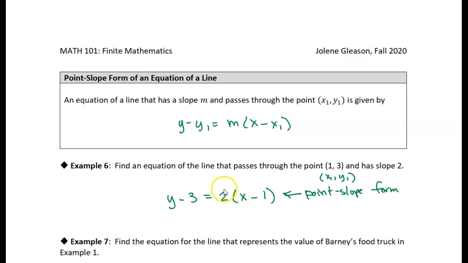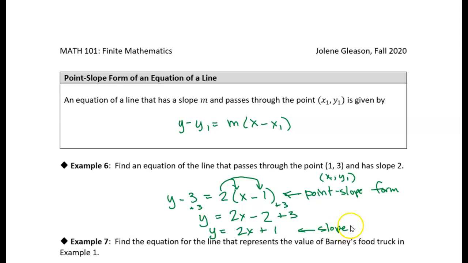Now, if I want an equation for y in terms of x, I can just distribute this 2, right? So this side becomes 2x minus 2, and then I can add 3 to both sides. And then I have y by itself on one side. And I can clean up this other side a little bit more, and 2x minus 2 plus 3 is just plus 1. So we call this the slope-intercept form of a line, which we're going to get to.